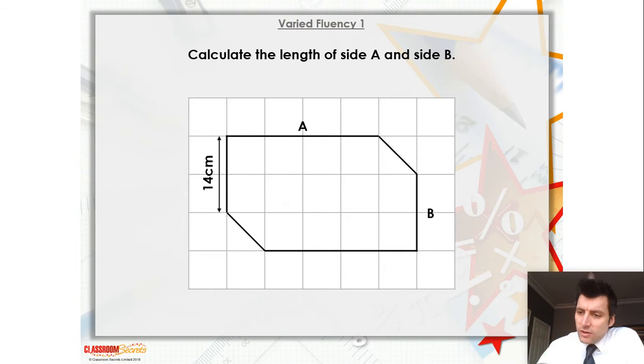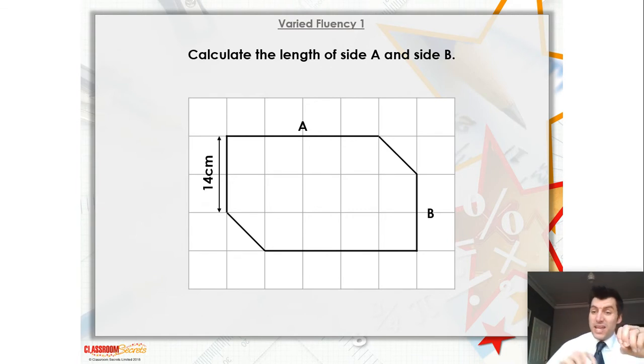As I say, lots of us will have spotted that 14 centimeters is key here, that it's the distance for two squares. Now, if 14 centimeters is two squares, one square will be, well done, 7 centimeters. I'm sure lots of you said that either in your head or out loud. If I know that 14 centimeters is two squares, I know one square is 7 centimeters. I know that A is 4 squares along, so I'm going to do 4 times 7. 4 times 7 is, lovely job, 28 centimeters.